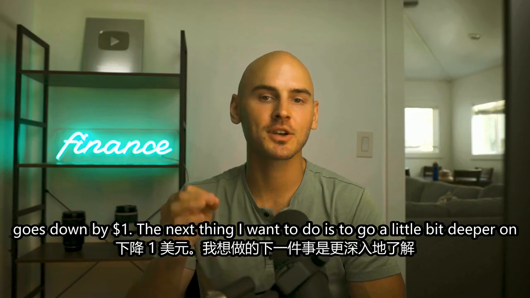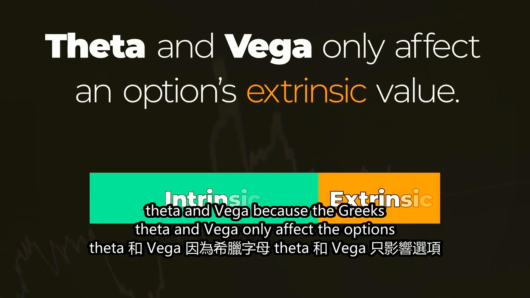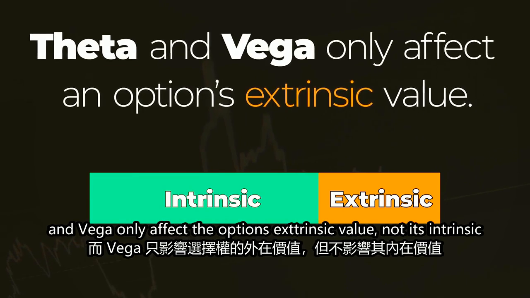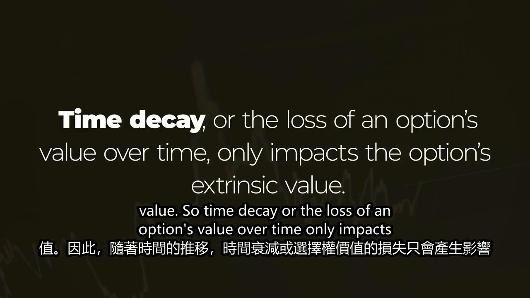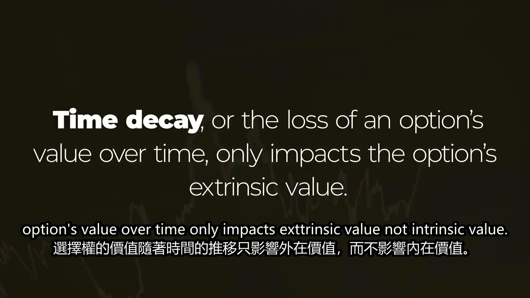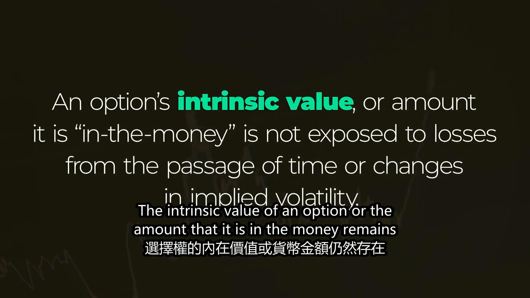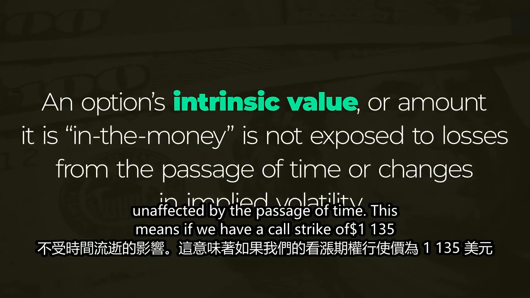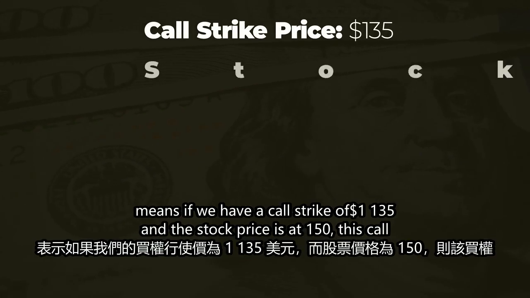The next thing I want to do is to go a little bit deeper on theta and vega because the Greeks theta and vega only affect the option's extrinsic value, not its intrinsic value. So time decay, or the loss of an option's value over time, only impacts extrinsic value, not intrinsic value. The intrinsic value of an option, or the amount that it is in the money, remains unaffected by the passage of time.